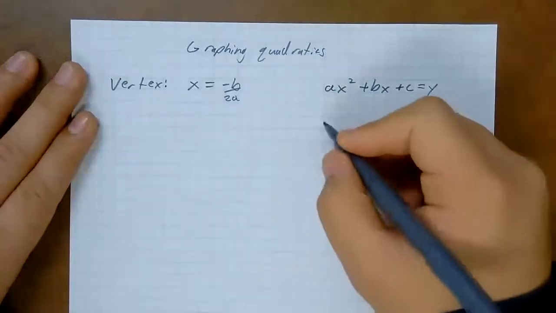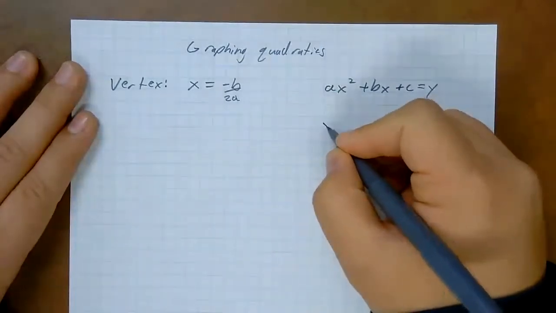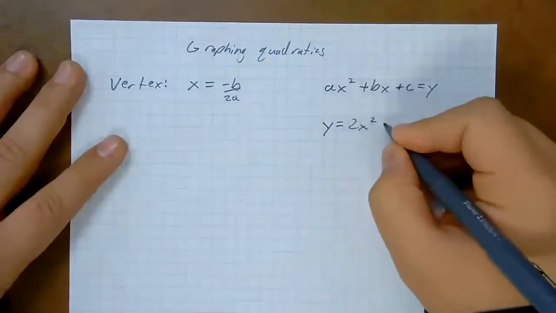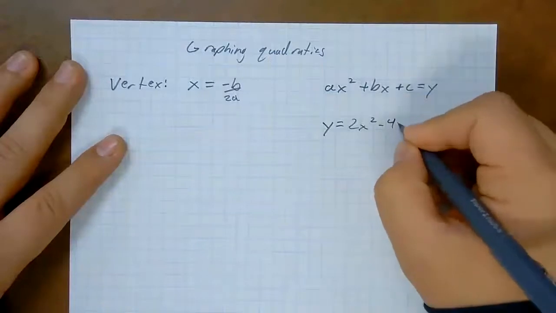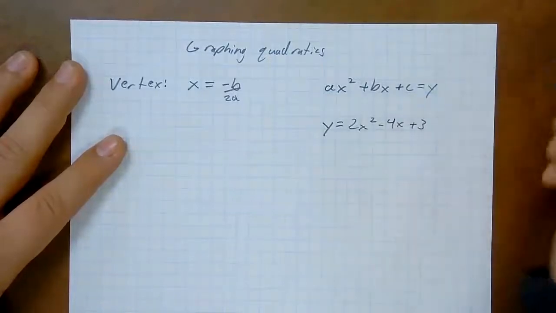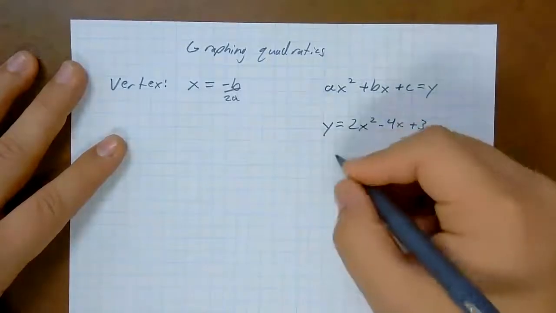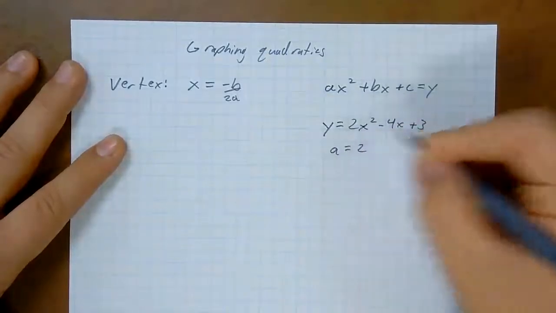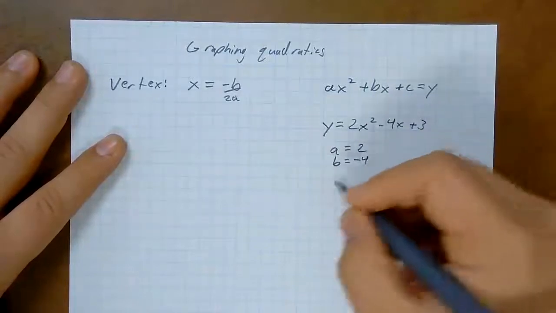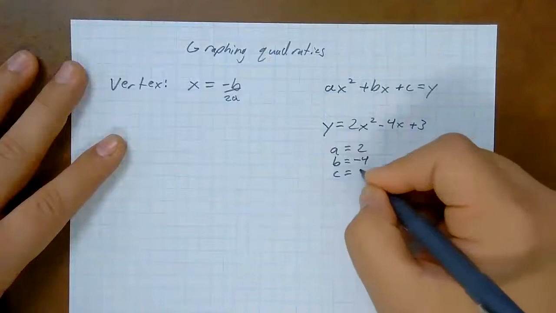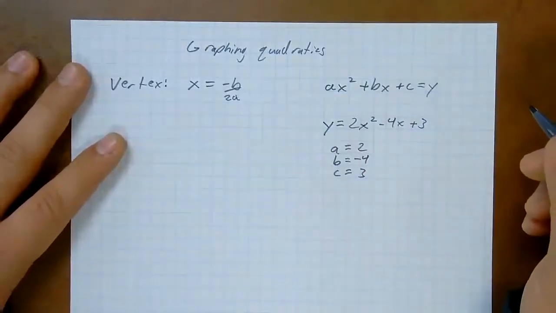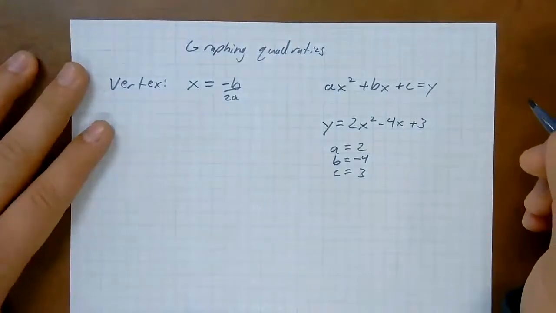So what does that mean in the context of y equals 2x squared minus 4x plus 3? Let's identify what a, b, and c are. A is 2. B is negative 4. And C is 3. Okay, 2, negative 4, 3.